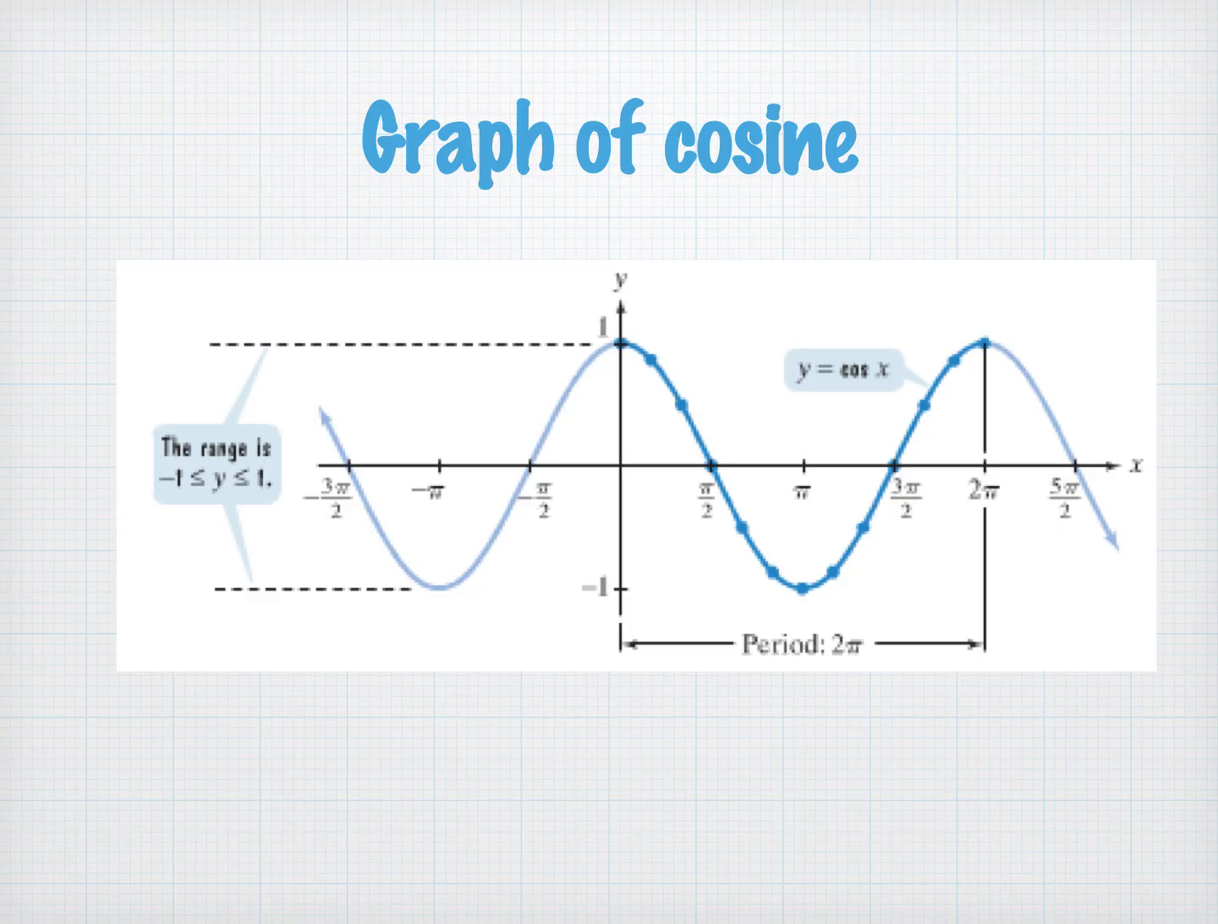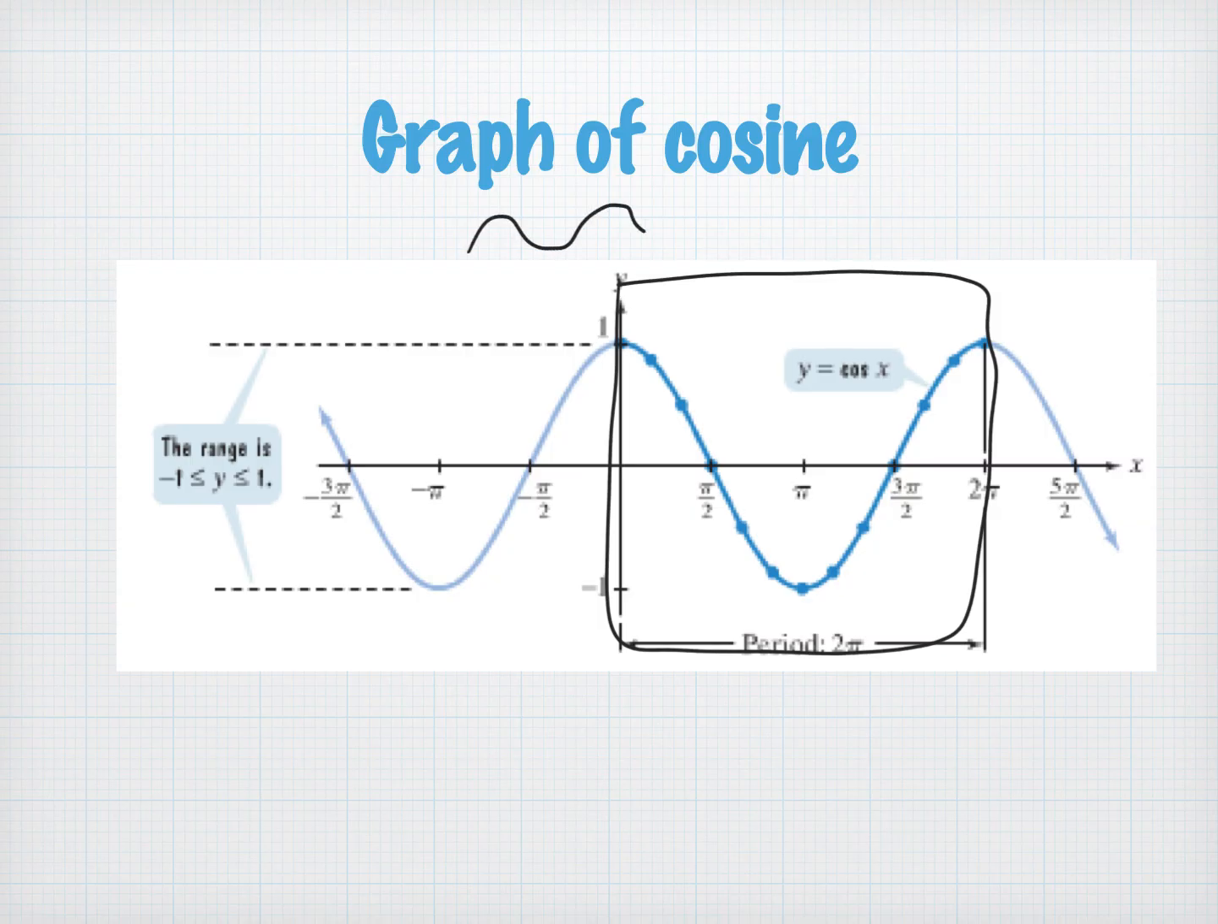And if you notice, the graph of cosine looks exactly the same, just shifted a bit. Notice that this right here is one cycle of cosine. If you were to back up and look at the graphs of sine and cosine, they have the same wave shape. They go up and down, up and down. But what differentiates them is when the cycle starts and when the cycle ends.